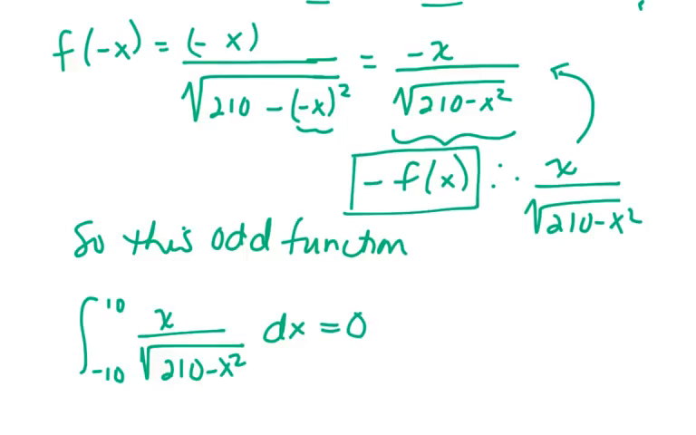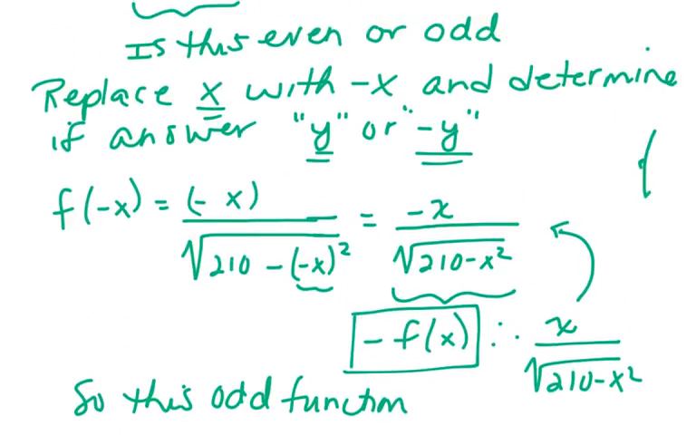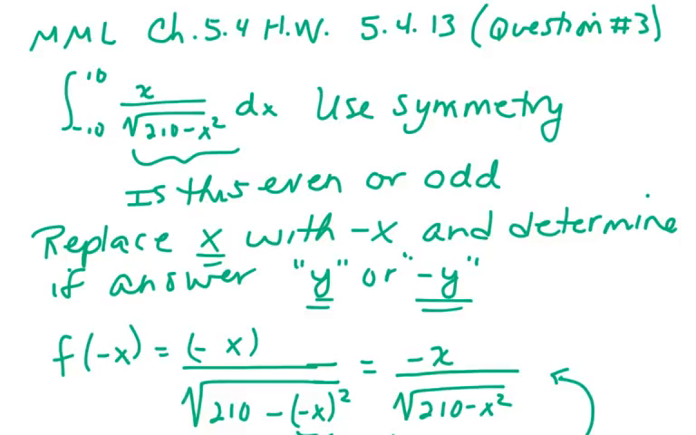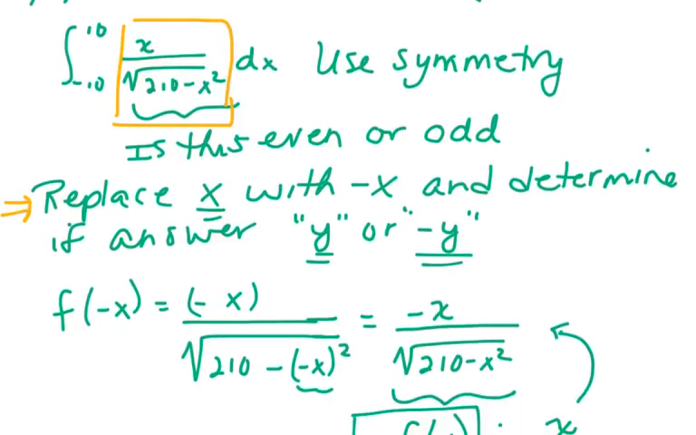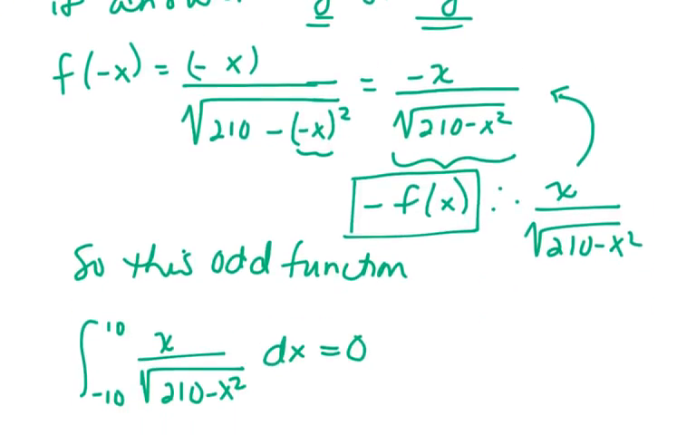So again, the task at hand was, let me quickly recap here. I'm sorry about this. I don't know what's going on with this app. The task at hand is to determine whether the integrand here is even or odd. And to do that, you replace all the x's with negative x and get an answer. If the answer comes out to be the opposite of just plain old f of x, then you have an odd function. If it comes out to be simply f of x, you have an even function.